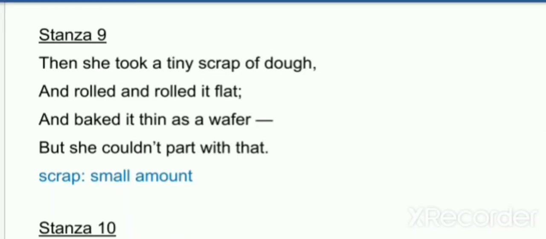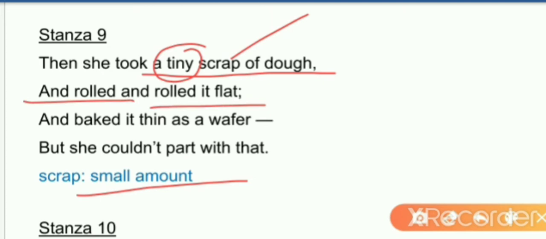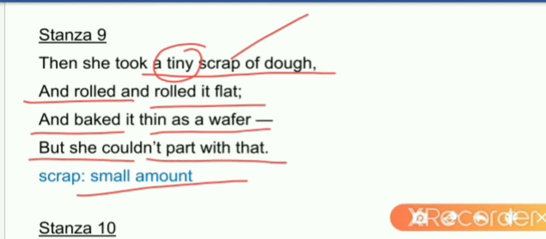Then she took a tiny scrap of dough. Tiny means very small, scrap means piece, and rolled it flat. उसको flat करती है and baked it thin as a wafer, but she couldn't part with that. She just tries to bake it thinner and thinner. बहुत पतला करती है उसको वेफर की तरह. एक जो वेफर, it's a kind of chocolate जो बहुत पतला होता है. But she couldn't part with that. फिर भी उस केक को वो उस पीस को सेंट पीटर को नहीं देती है.